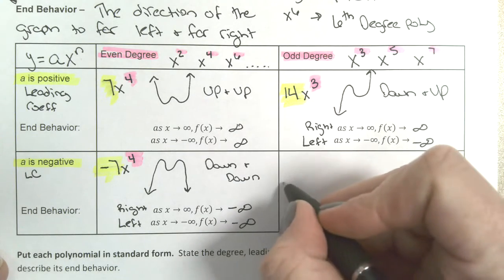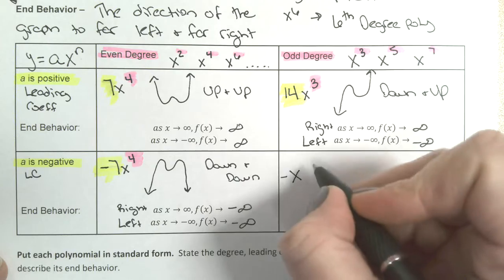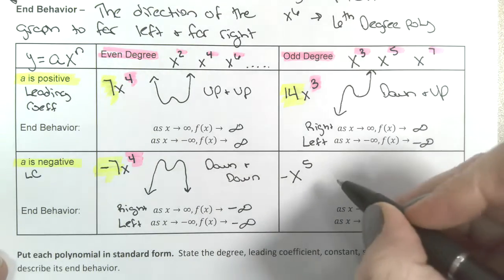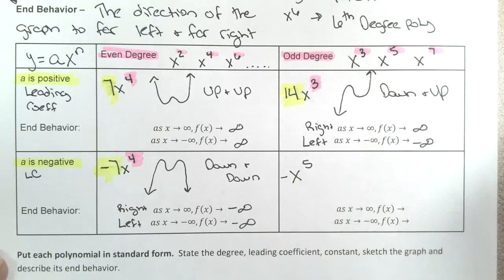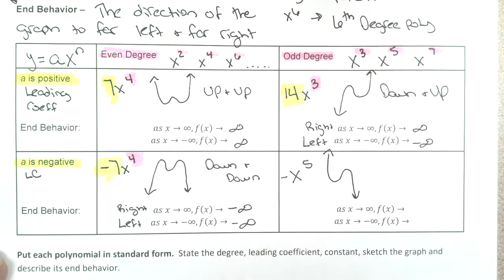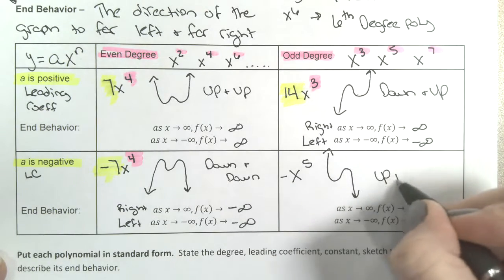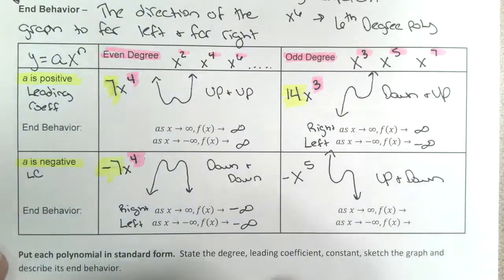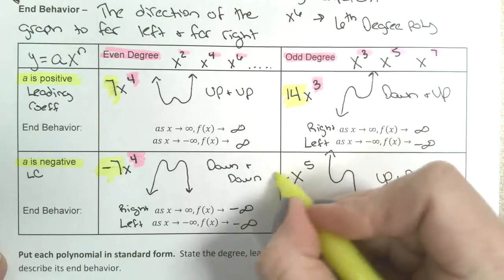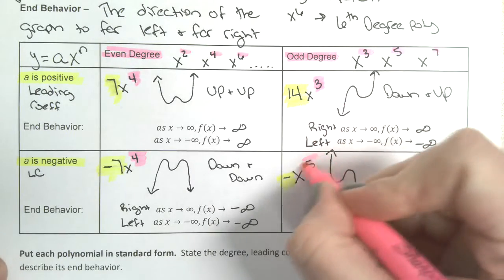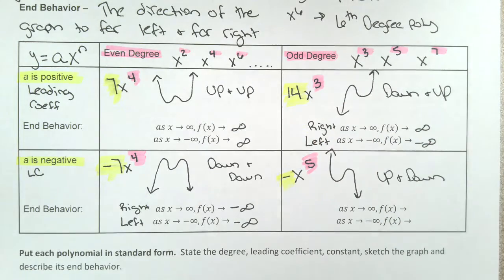So even if it was negative x to the fifth, it's going to have a similar shape, but it's going to flip. Now it's going to go up and then down. Your graph is going to look something like this. I would describe it as up and down. So your leading coefficient is a negative number, even if it's just a negative or negative 1. And then your biggest exponent is an odd number.